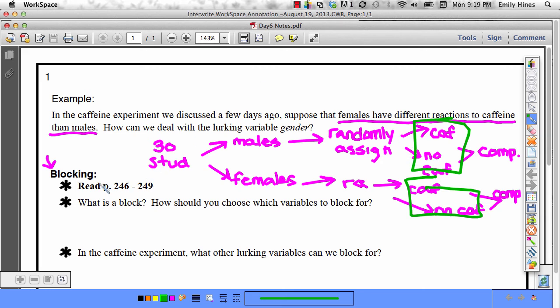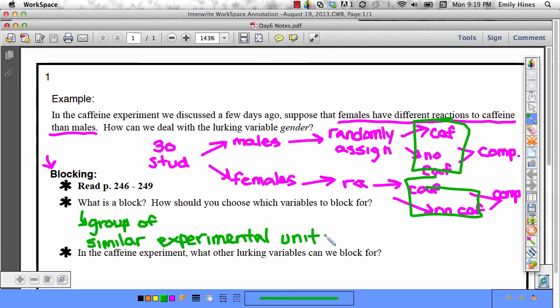So a block is a group of similar experimental units. These experimental units could affect your explanatory variable. So how do you choose which variables to block for? It needs to have a strong association with the response variable. In our case, we knew that females have a different reaction to caffeine, so there needs to be some kind of strong association.